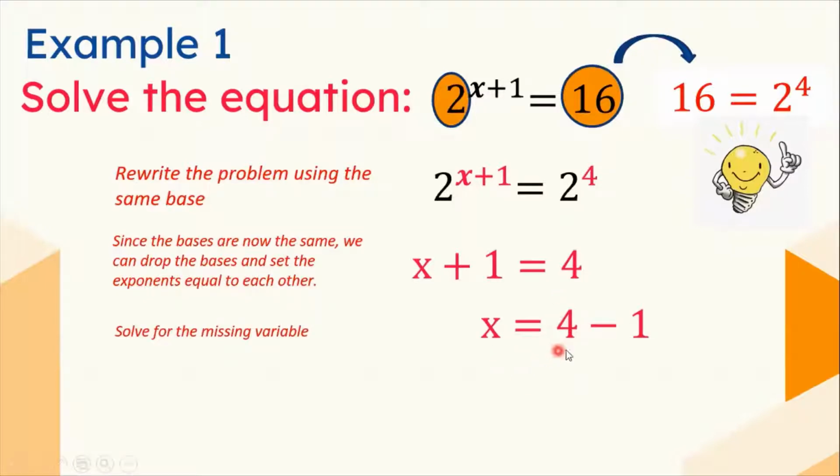We have x is equal to 4 minus 1. We just transpose positive 1 from left to right. And then we have our value of x, which is equal to positive 3.